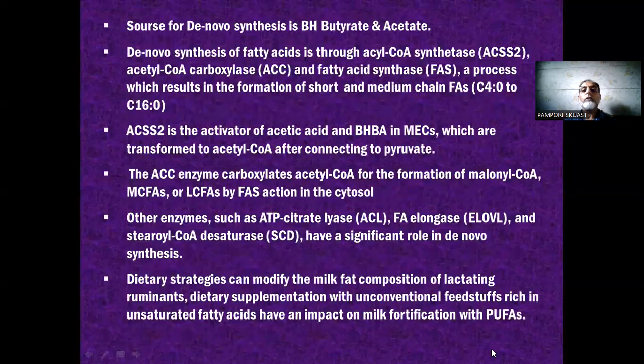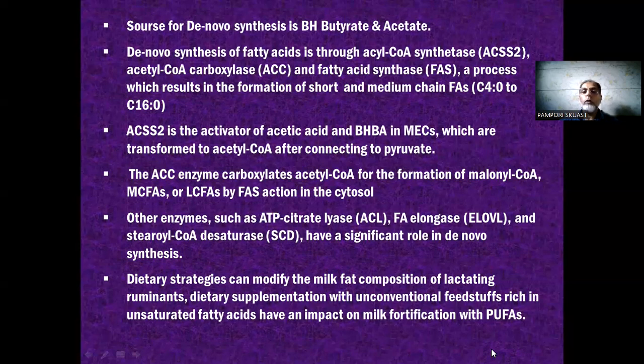The source for de novo synthesis is beta hydroxybutyrate and acetate. So for this de novo synthesis, it doesn't take from the plasma lipids, but takes beta hydroxybutyrate and acetates that are produced in the ruminants through ruminal digestion, and volatile fatty acids come into the liver and then to the mammary gland. These butyrates and acetates are utilized by the mammary epithelial cells for de novo synthesis of fatty acids through acyl-CoA synthetase, acetyl-CoA carboxylase and fatty acid synthase. These are three important enzyme systems utilized in the de novo synthesis of fatty acids from butyrates and acetates.